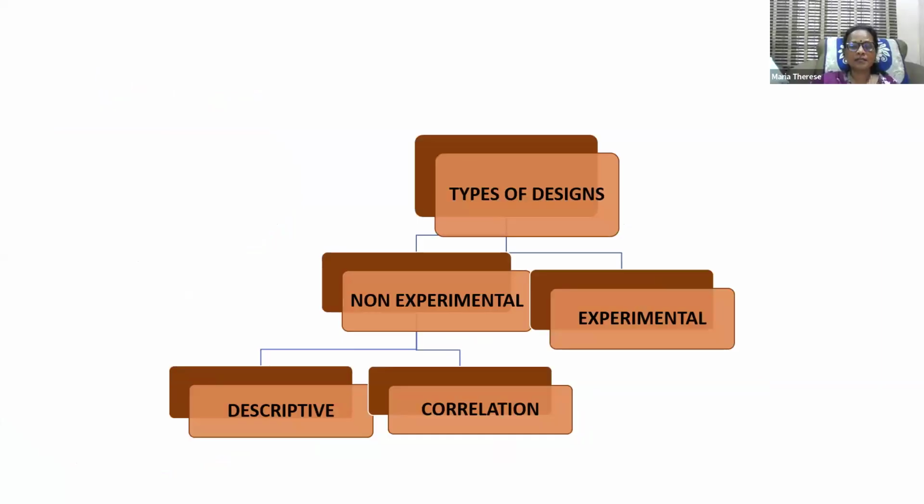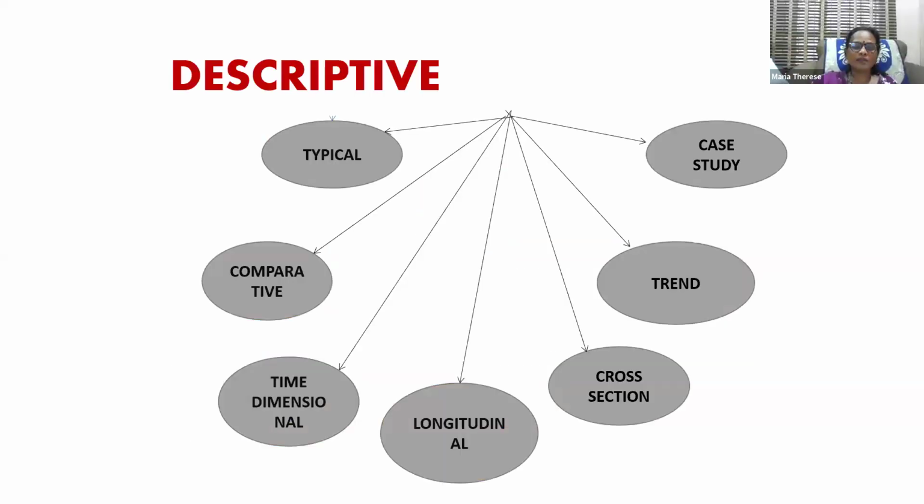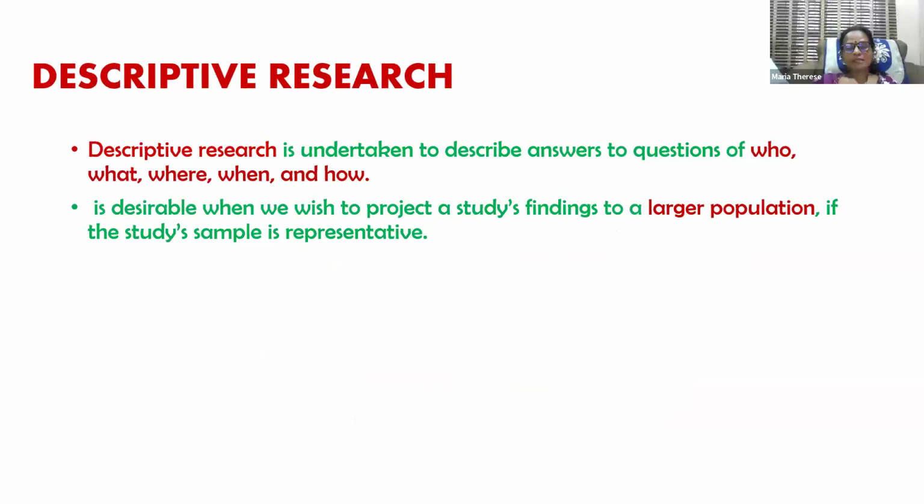Here are some of the designs in the quantitative approach: experimental and non-experimental. Here you have descriptive and correlational and so on. We will see them one by one in a detailed manner. These are some of the types coming under non-experimental design. So what do you mean by descriptive design? Descriptive design research is undertaken to state the facts alone, to describe the answers to questions of who, where, when, and how. It is desirable when we wish to project the study findings to the larger population.